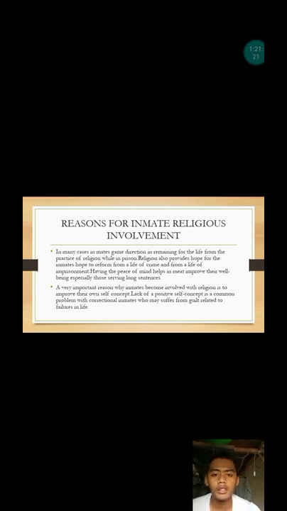The reasons for inmate religious involvement. In many cases, inmates gain direction in remaining life from the practice of religion while in prison. Religion also provides hope for the inmates, hope to reform from a life of crime and from a life of imprisonment. Having peace of mind helps inmates improve their well-being, especially those serving long sentences. A very important reason why inmates become involved with religion is to improve their own self-concept. Lack of positive self-concept is a common problem with correctional inmates, who may suffer from guilt related to failures in life.